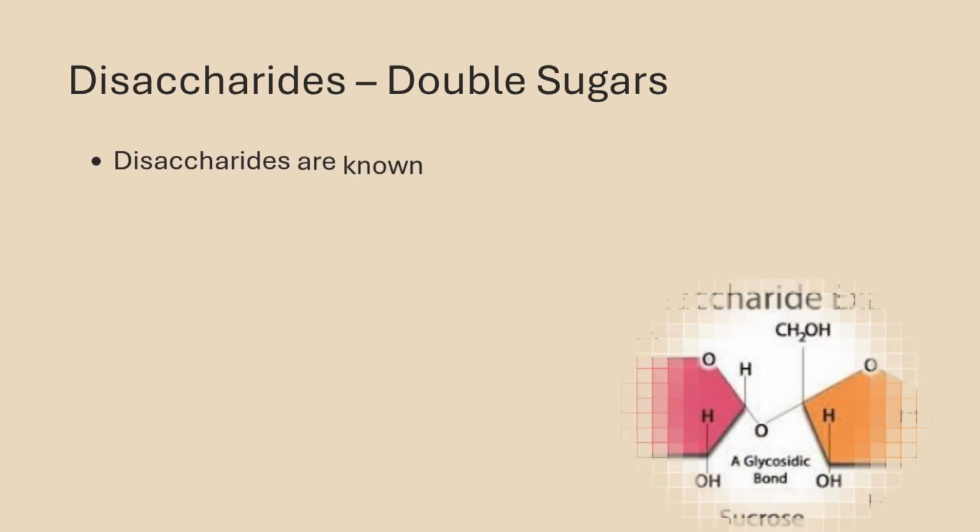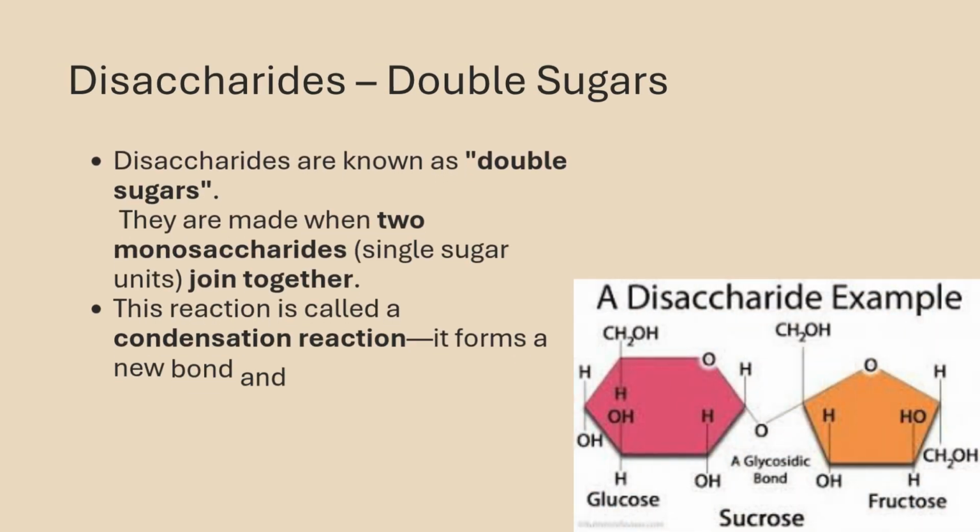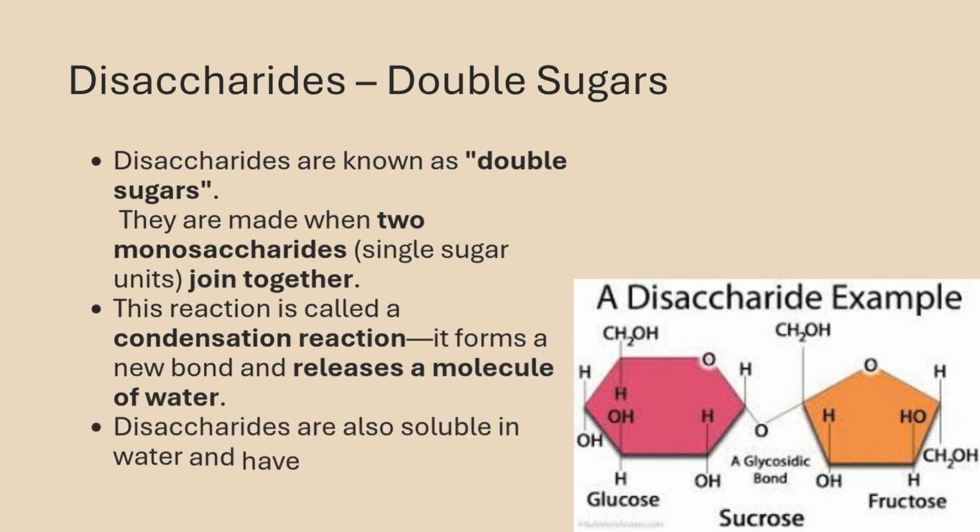Disaccharides, double sugars. Disaccharides are known as double sugars. They are made when two monosaccharides, single sugar units, join together. This reaction is called a condensation reaction. It forms a new bond and releases a molecule of water. Disaccharides are also soluble in water and have a sweet taste.